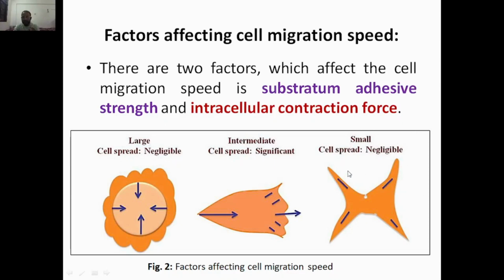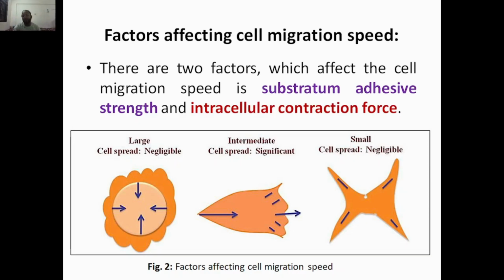And what about the small cell spread? If the adhesive strength is high and intracellular contraction is less, then we will see something like this, because it is attached at one end very forcibly, because adhesion strength is very high. That's why you are getting the uneven cell movement, cell migration.